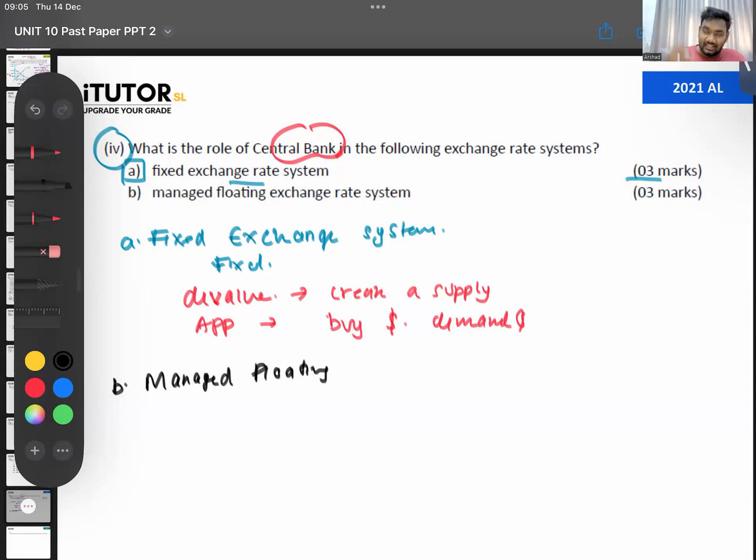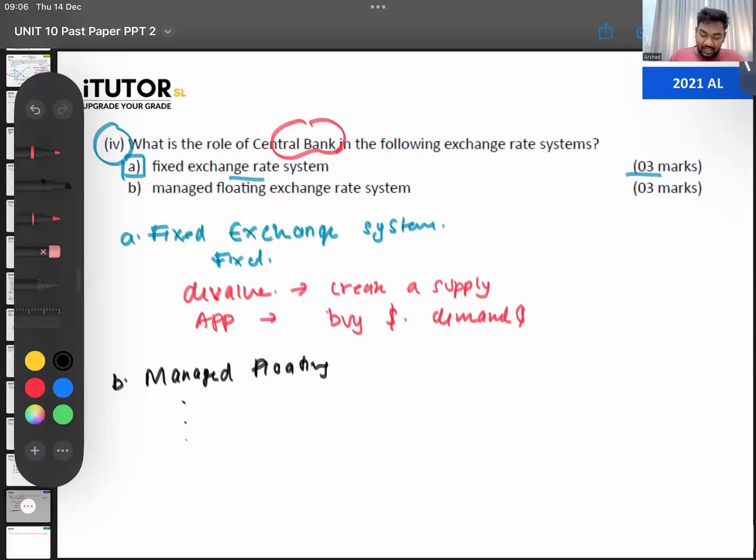But then again, if it tries to go above or below that range, then they will intervene and they'll do the same thing. If it's going to depreciate, they will supply the dollar. If it's going to appreciate, they will demand the dollar. They will do that if there is a managed floating. But clearly highlight that initially they will allow it to float freely, but after that they can create artificial demand and supply by buying and selling the currency. So go through that. Done.